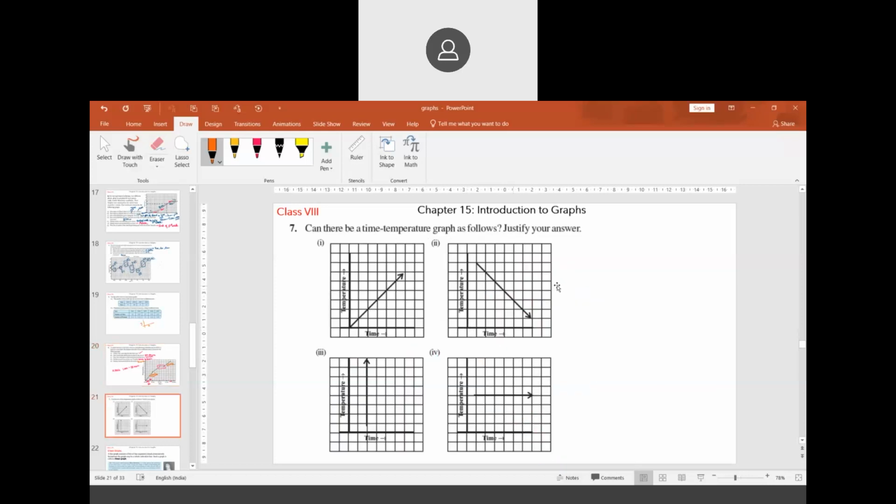In Arthana, can there be a time-temperature graph as follows? Justify your answer. Sir, D can't. Sir, C can't be a time-temperature graph. The third one cannot be.